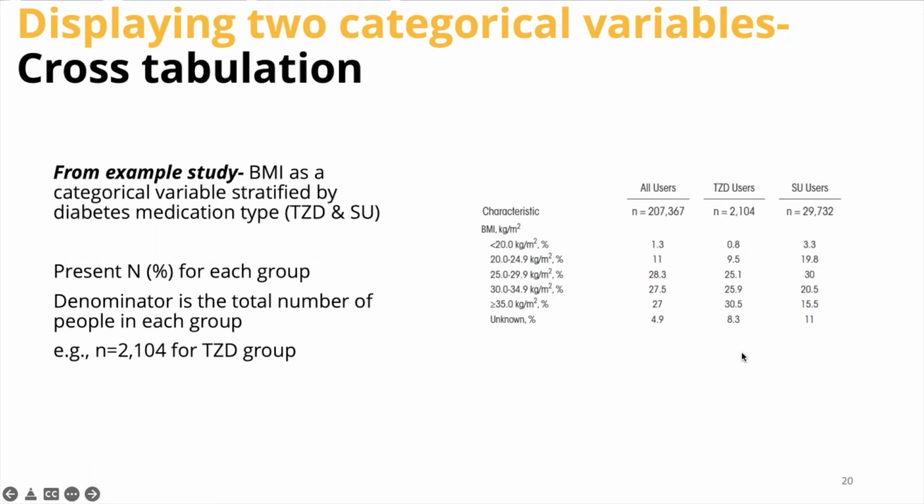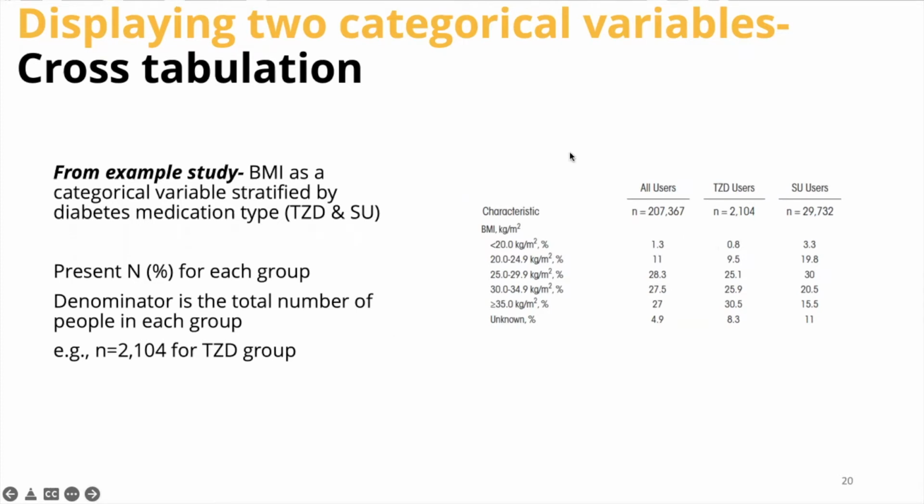So for this column here, this percent is 0.8. How that was calculated would be the total number of people in the TZD group that also fell into this BMI category, divided by 2,104. So it's the proportion of people in the TZD group that fall into that BMI category among all those in the TZD group.